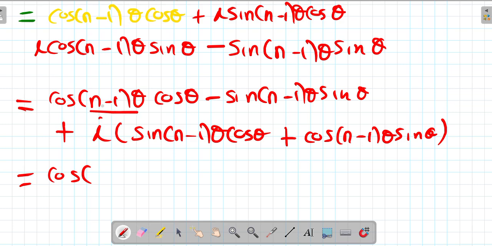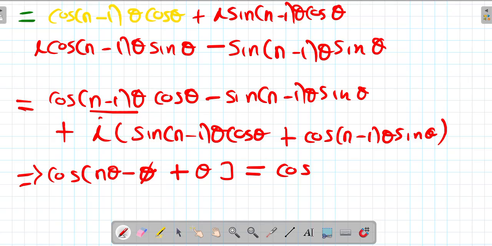So the first angle is (n minus 1) multiplied by theta, which is n theta minus theta. This one is the first angle. So there's a minus, which means there's plus. Then you're going to have the second angle, which is theta. This theta and theta will cancel, so we're going to have cos n theta.